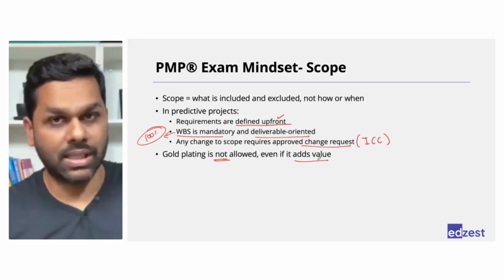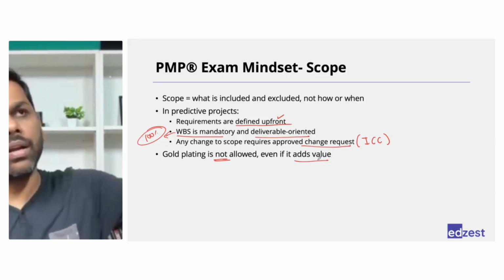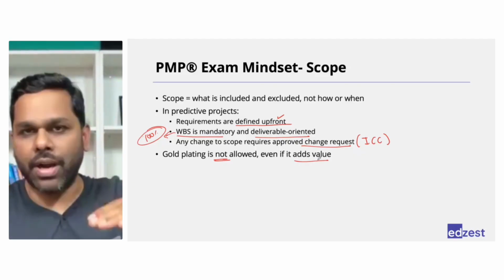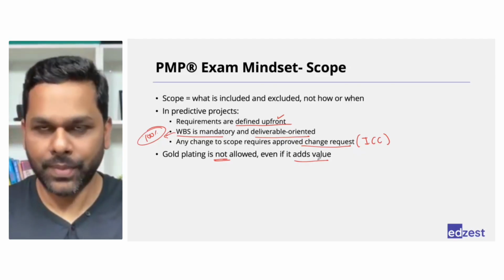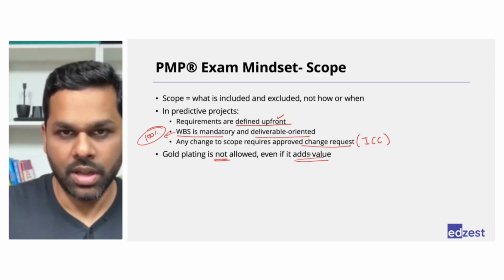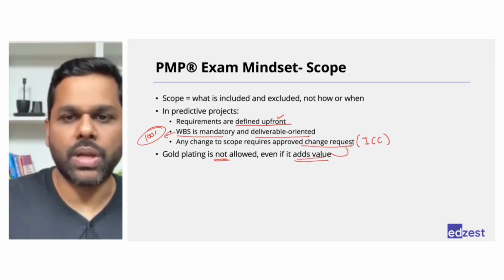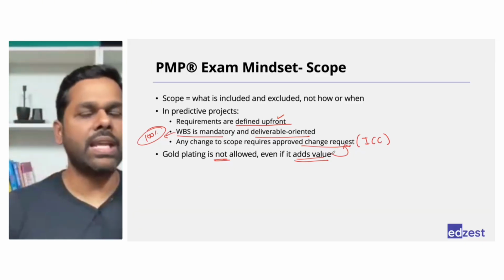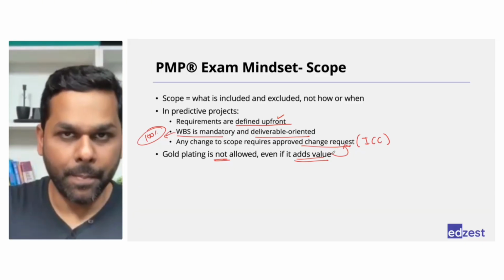Yes, you can discuss that, hey, I think this feature should be added. Let them agree to it. Let them approve it. Let them pay money for it and then do it. Okay. So even if you think it adds value, don't do it yourself. Right? Go through the change request, get it approved and then do it. Never give anything more than what is required.